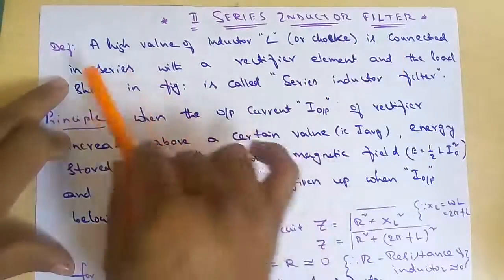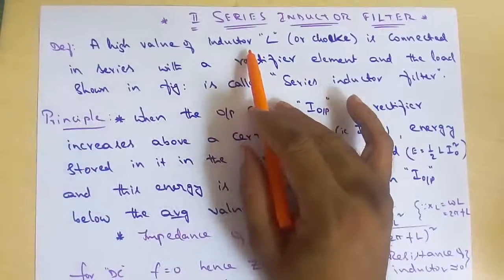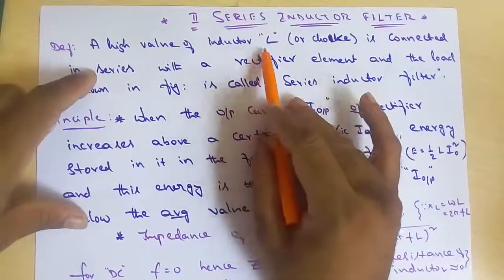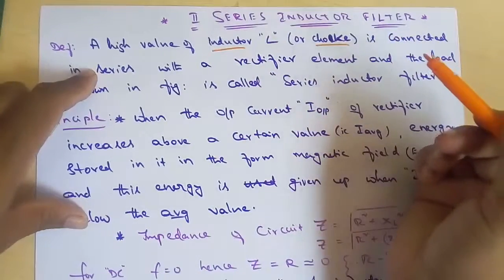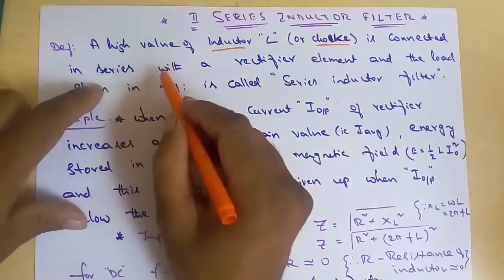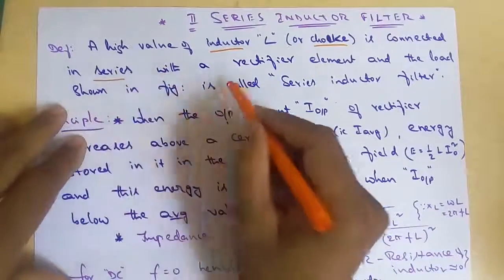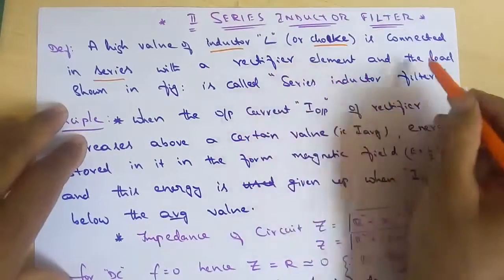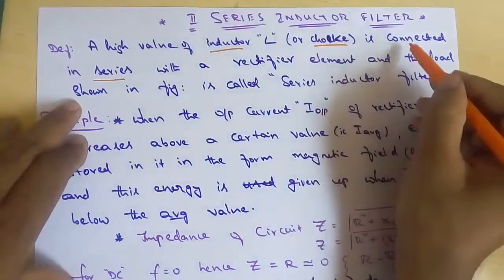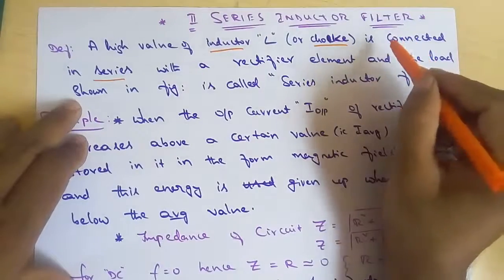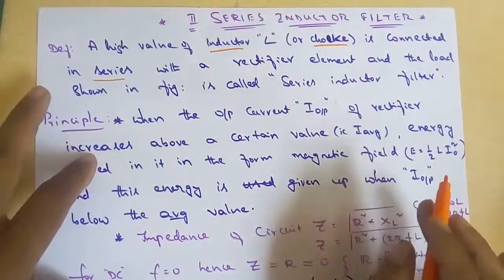Series inductor filter, what is the definition? A high value of inductor should be taken; there a high value of capacitor we were taking, and here a high value of inductor or choke. Inductor is also called a choke, both are the same terminology. It is connected in series, definitely in series here, whereas there it was parallel. In between the rectifier and the load, you have to connect an inductor of large inductance in series, as shown in the figure, and this is called the series inductor filter. Understanding?